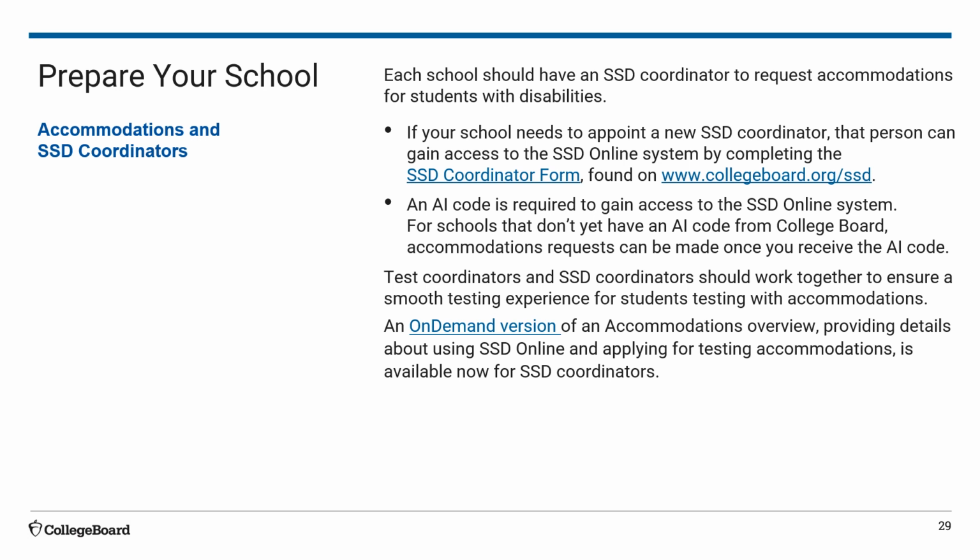Each school should have an SSD coordinator to request accommodations for students with disabilities. If your school needs to appoint a new SSD coordinator, that person can gain access to the SSD online system by completing the SSD coordinator form, which is found at the link on this slide. The AI code is required to gain access to the SSD online system. For schools that don't yet have an AI code from College Board, accommodation requests can be made once you receive the AI code.